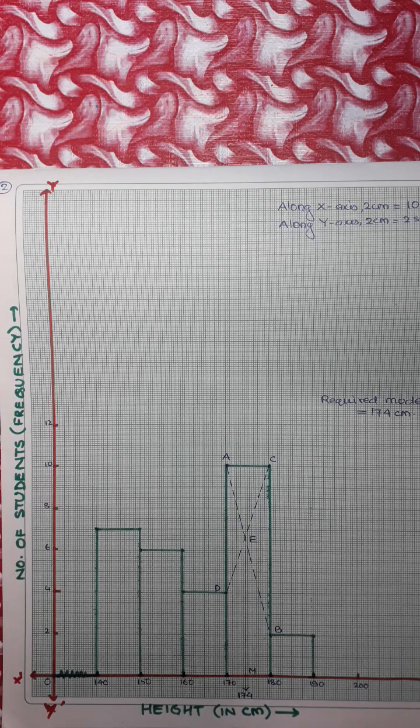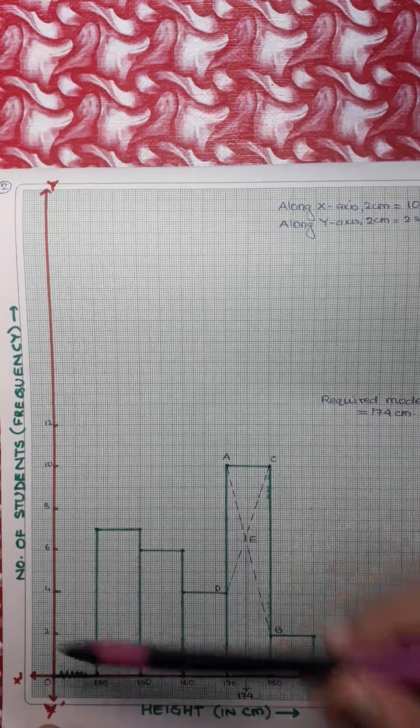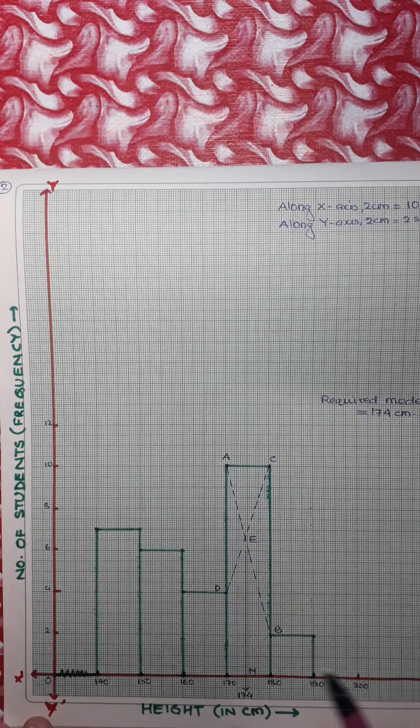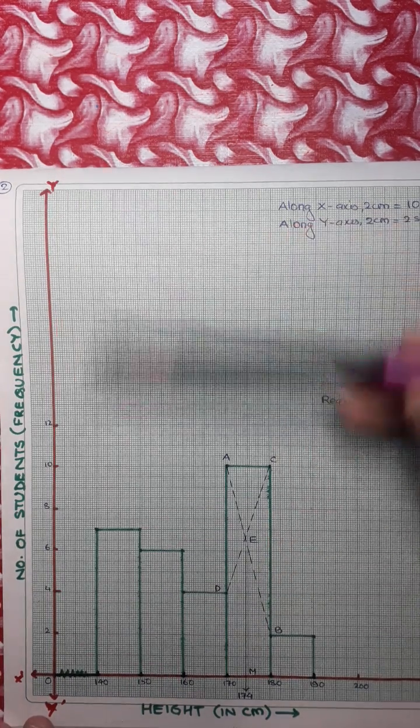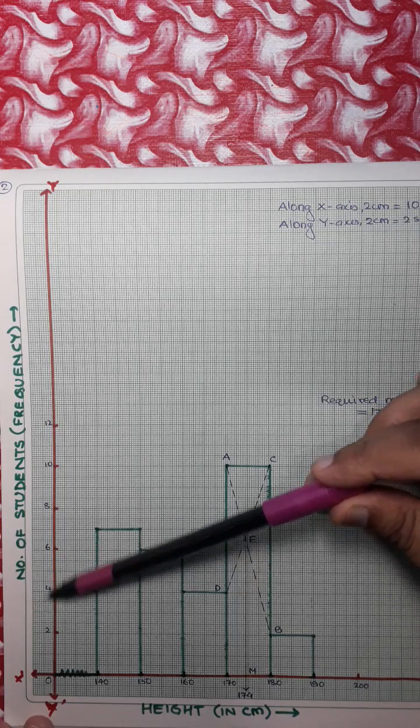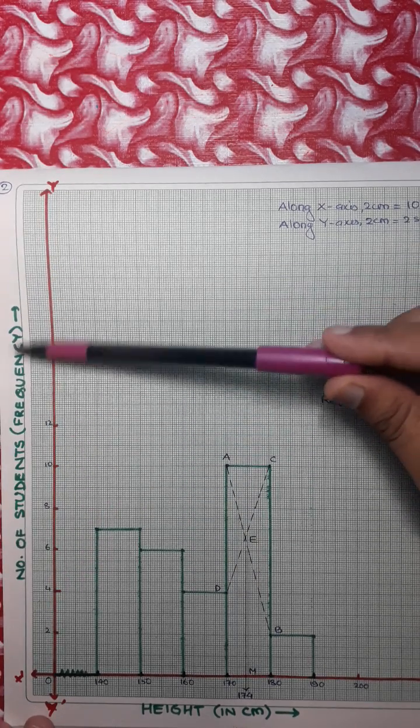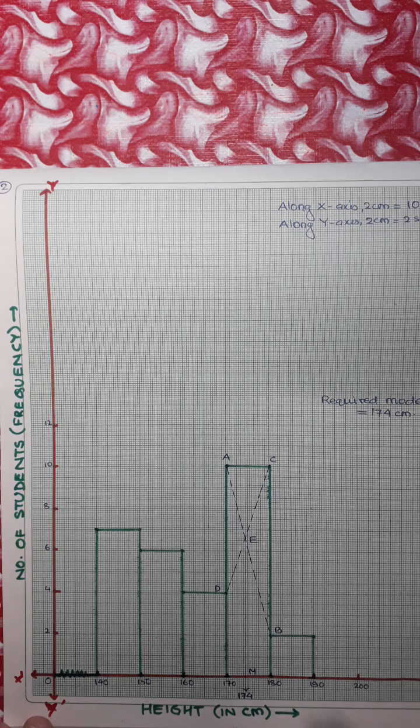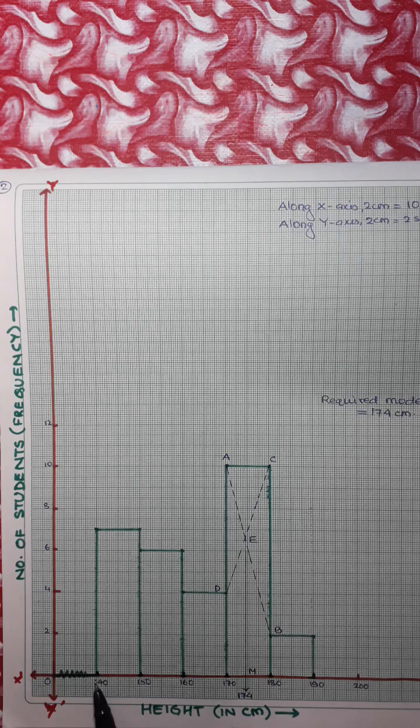Dear students, for the solution part you can see we must draw the x-axis and y-axis. This y-axis will represent the number of students, that is frequency, and the x-axis will represent the class interval, that is height, which is given in centimeters. Now since it is starting from 140, we must draw one more line over here, or one more box. So for that I have drawn the kink. This is a broken line, kink.